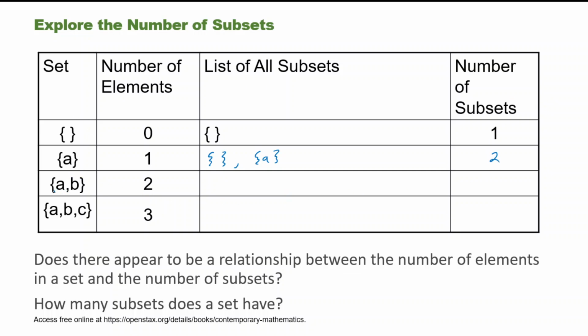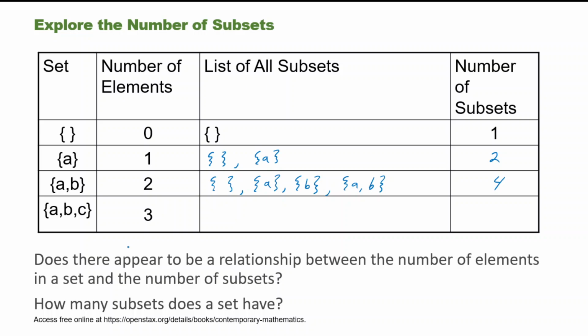If we have the set with the elements A and B, that has 2 elements, and our subsets could include the empty set, the set that just contains the first element, A. We could have a third set just containing B, and we could have the set itself. That's always on our list of subsets, which means there are 4 subsets.